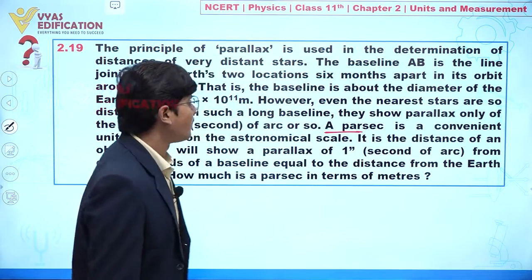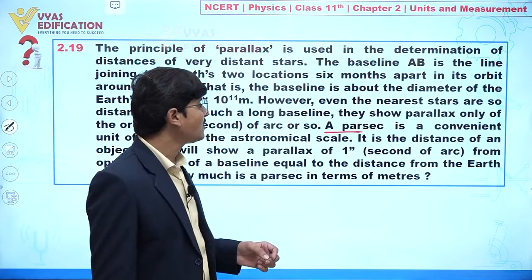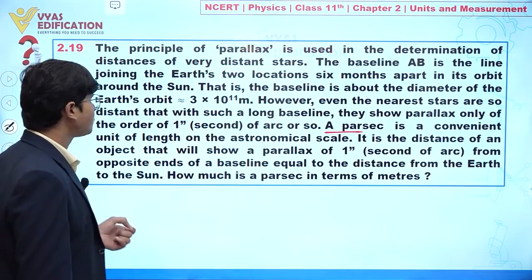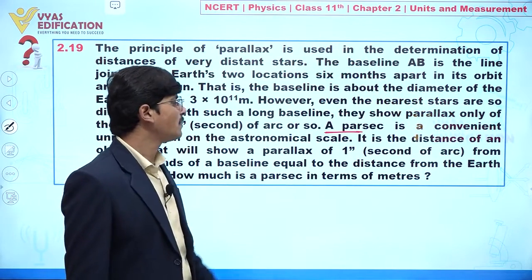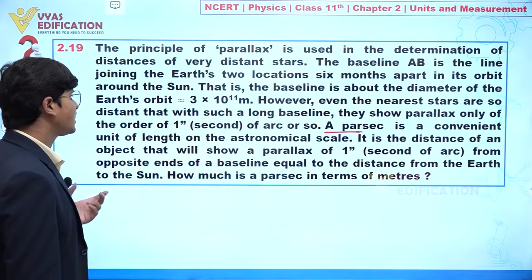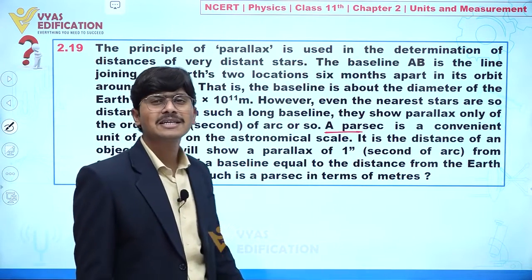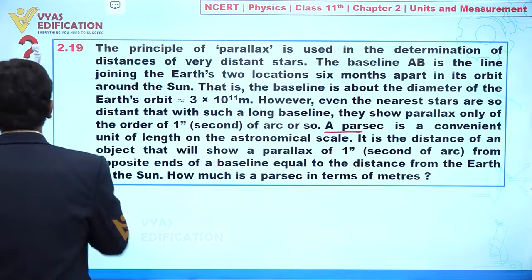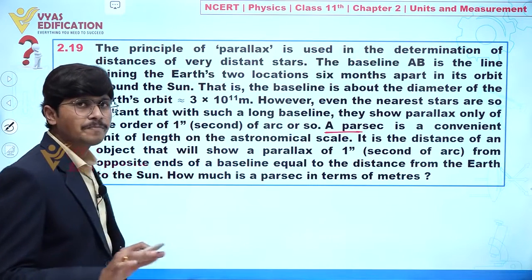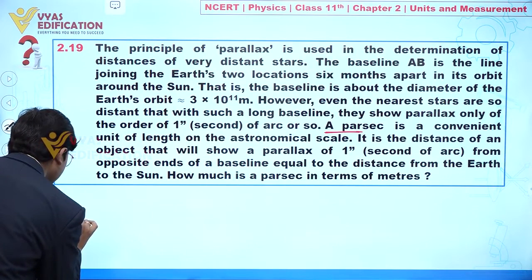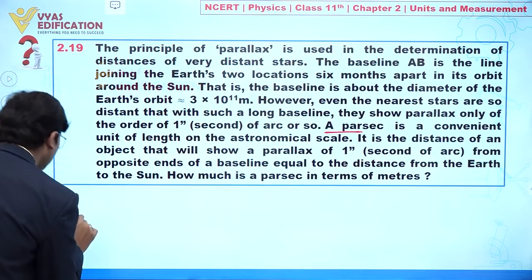Clear? Now a parsec is a convenient unit of length on the astronomical scale, and it is the distance of an object that will show a parallax of 1 second from opposite ends of a baseline equal to the distance from earth to the sun. How much is the parsec in terms of meter? Now first let us try to understand this question very easily. Clear? Let's suppose this is our position.